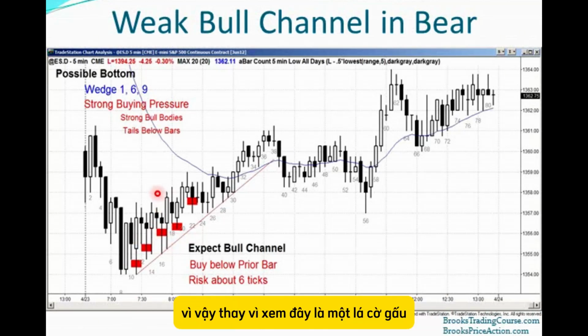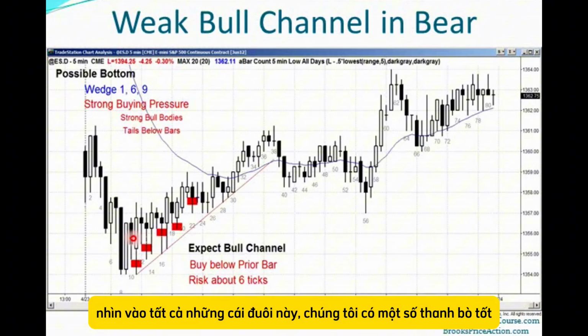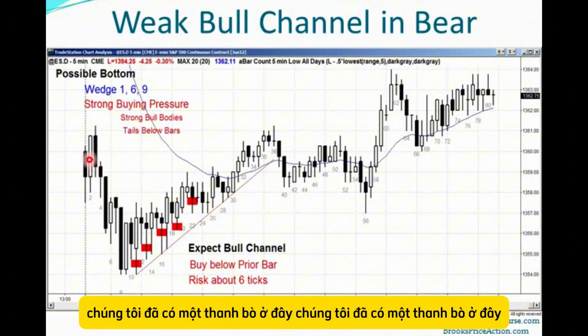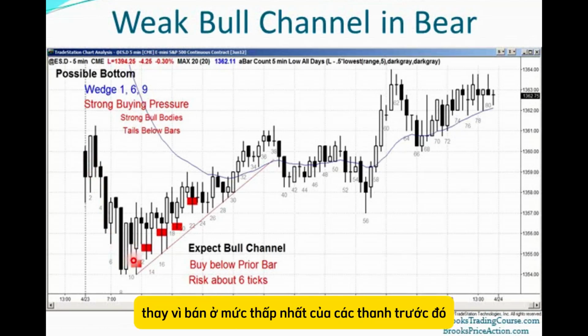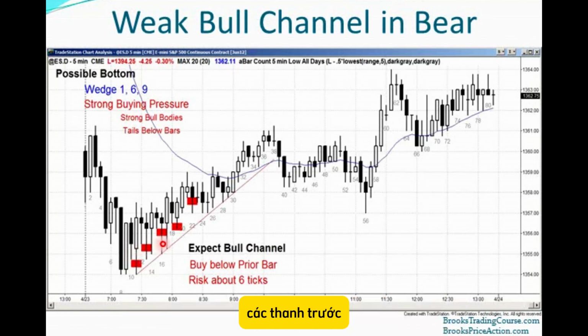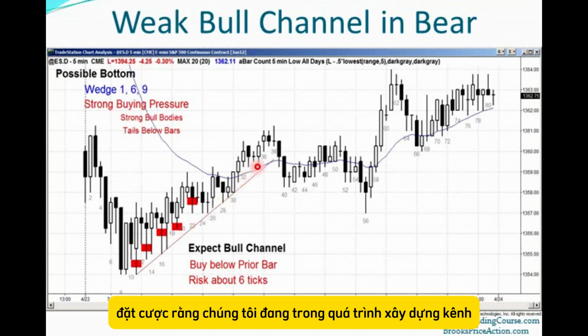So instead of looking at this as a bear flag and shorting on a stop below, traders are saying, oh, look at all these tails. We got several good bull bars. We had a bull bar here. We had a bull bar here. Maybe we're going to rally. So traders, instead of selling at the lows of the prior bars, are placing limit orders to buy at the lows of the prior bars, betting that we're in the process of channeling up.